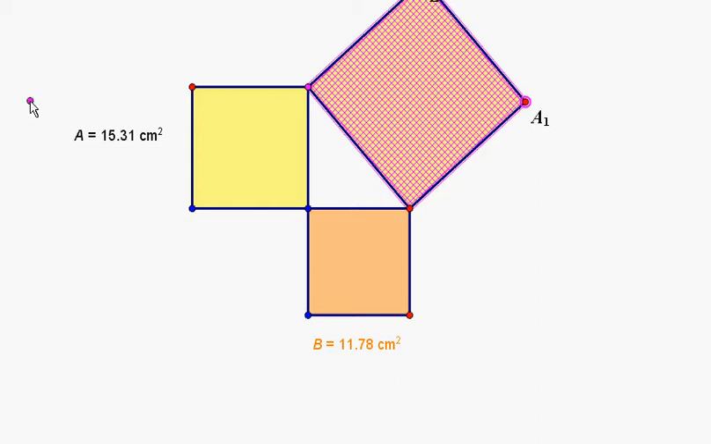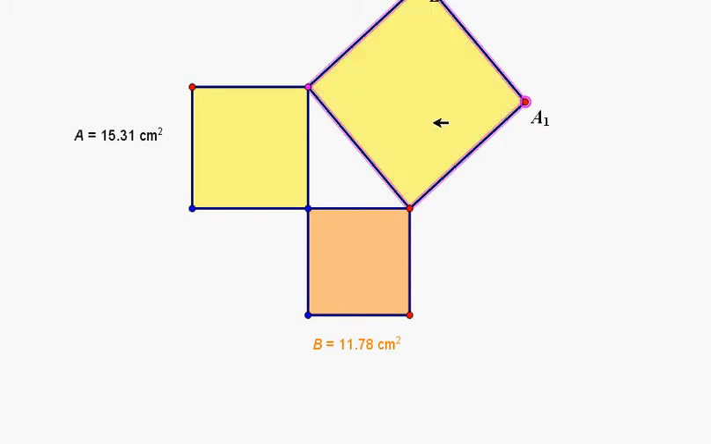And Pythagoras says that if I take the area of this square here, this yellow square at 15.3, and I add it to the area of this b squared, 11.7, I should get an area of this square here. Let's change its color, whose area is these two areas added together. And so here it is at 27.08.